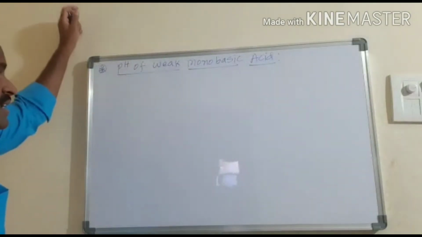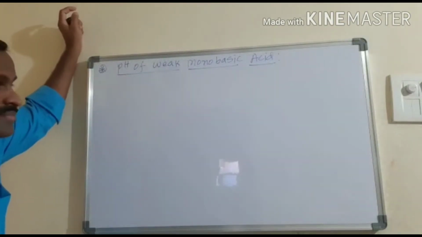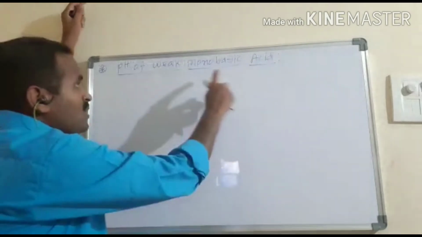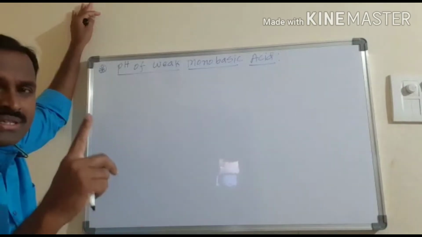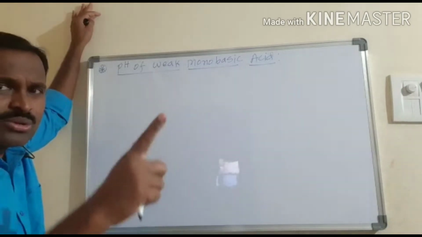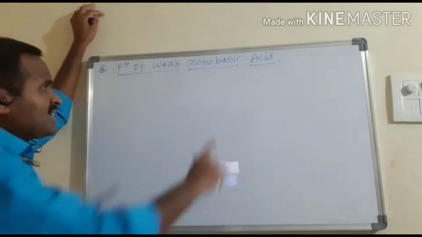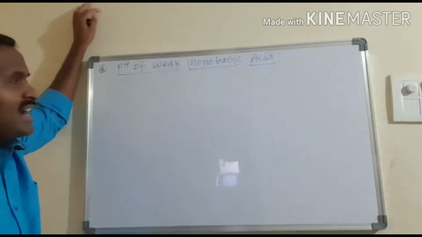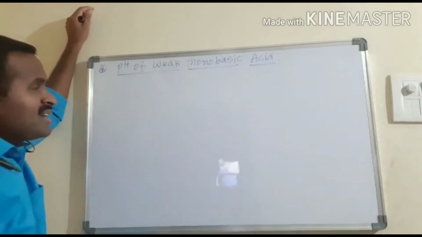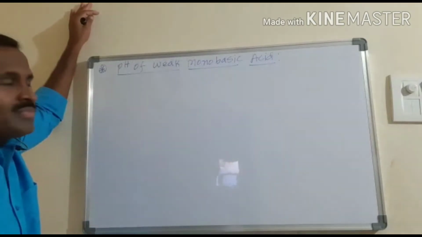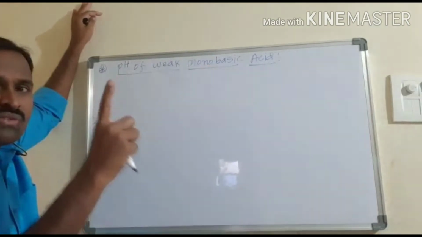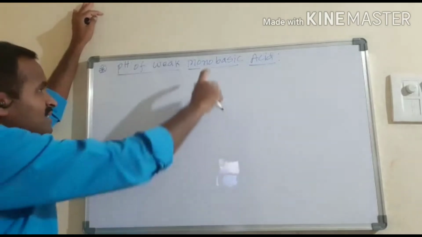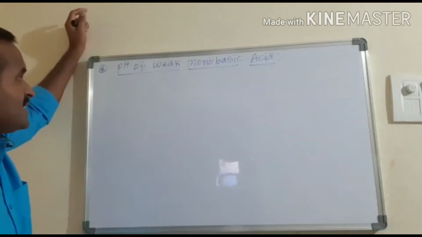pH of a weak monobasic acid. We know that a monobasic acid is an acid whose basicity is equal to 1. Then we can call it a monobasic acid. pH of a weak monobasic acid, right? So the acid whose basicity is equal to 1, such an acid is called a monobasic acid.